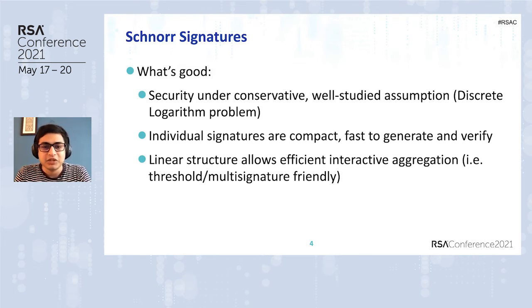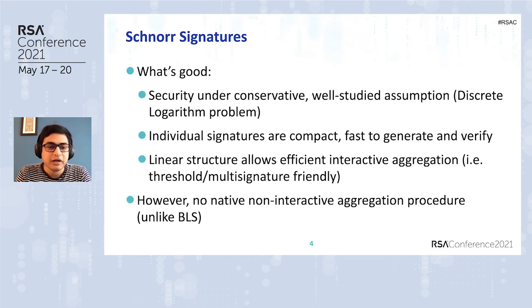Additionally, the linear structure allows efficient interactive aggregation. That is, it's quite easy to construct threshold signing and multi-signature protocols for Schnorr. But on the downside, we don't have any native non-interactive aggregation procedures for Schnorr, unlike, say, BLS.